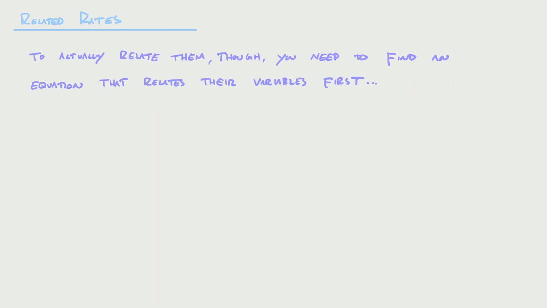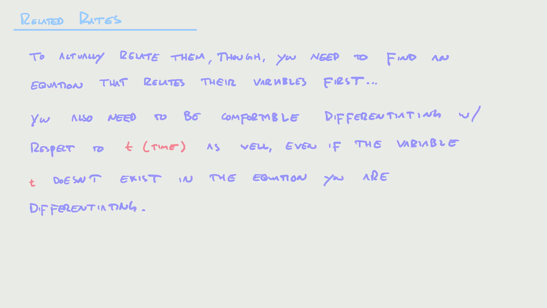To actually relate them, though, you need to find an equation that relates their base quantities first, their main variables first. You also need to be comfortable differentiating with respect to time. And this is somewhat new. I mean, we know how to differentiate, for example, y with respect to x. That's implicit differentiation stuff. But today, we're going to be doing some implicit differentiation with a variable t, and the variable itself, t, isn't going to show up in the equation at all.